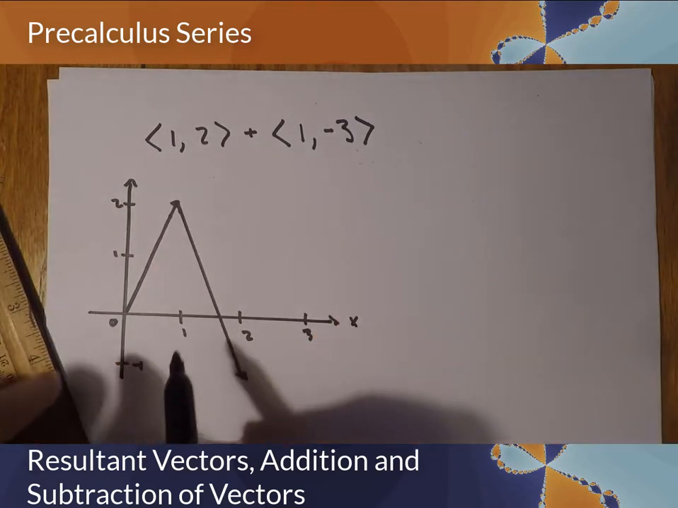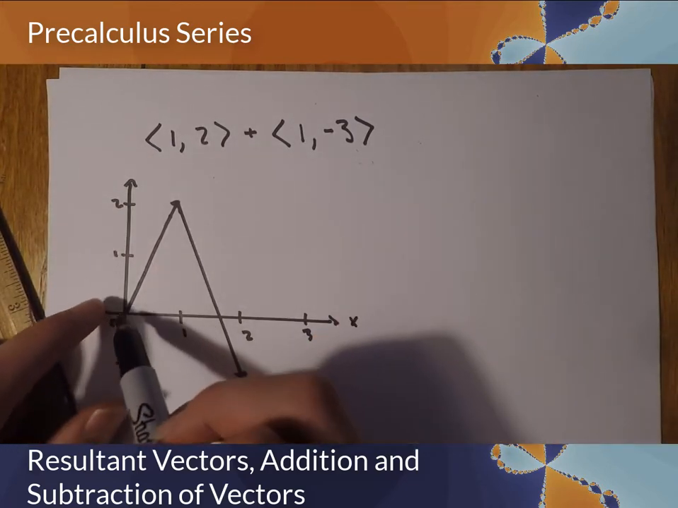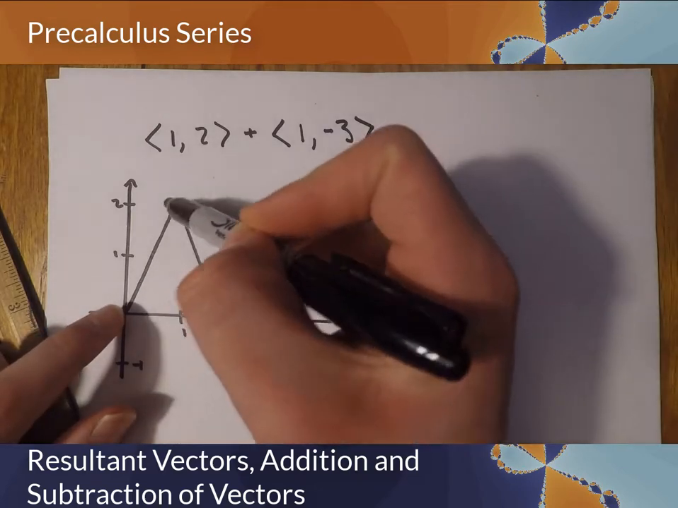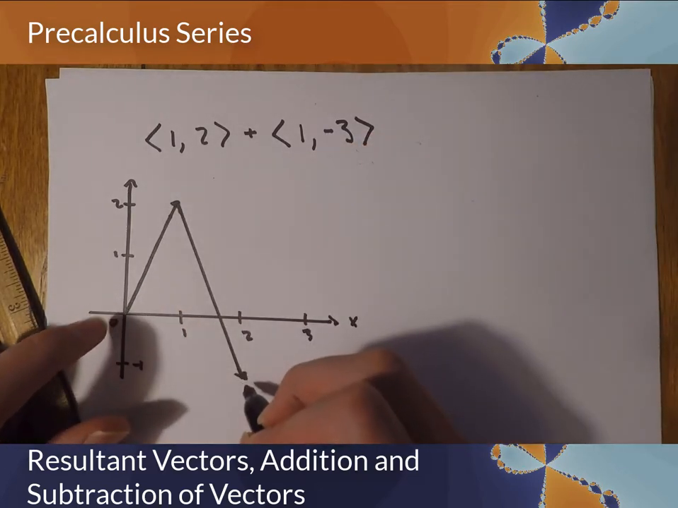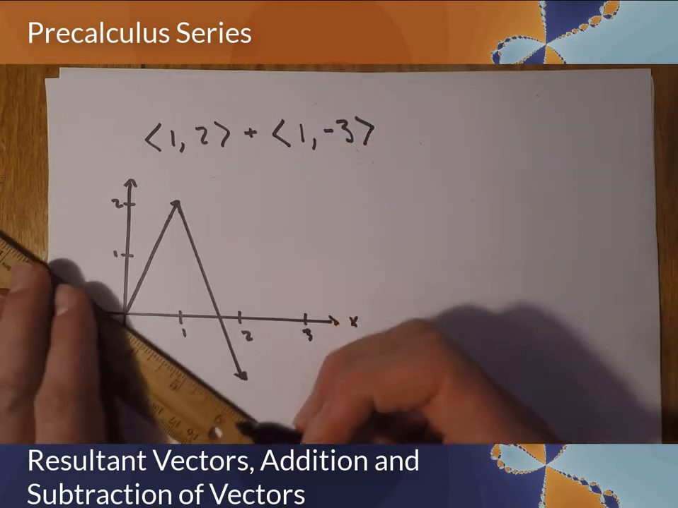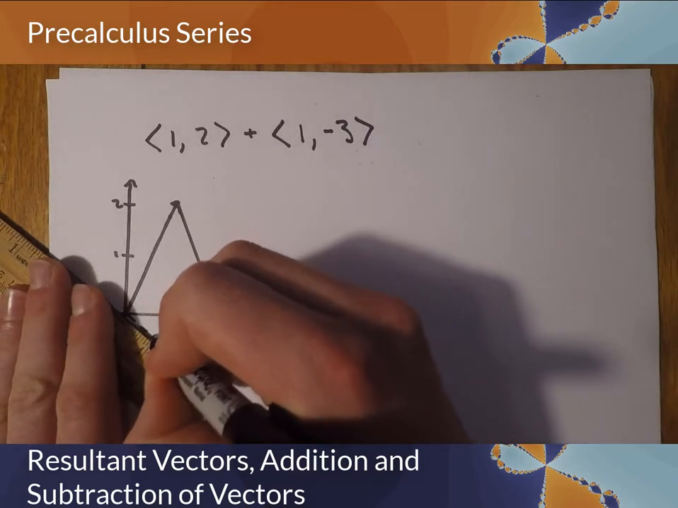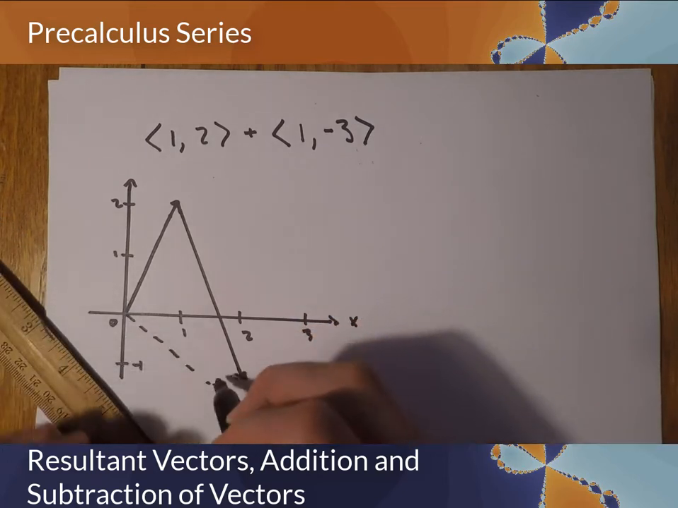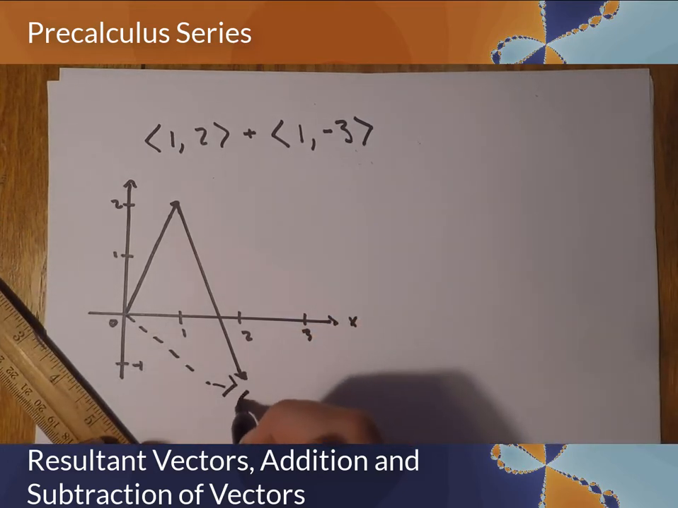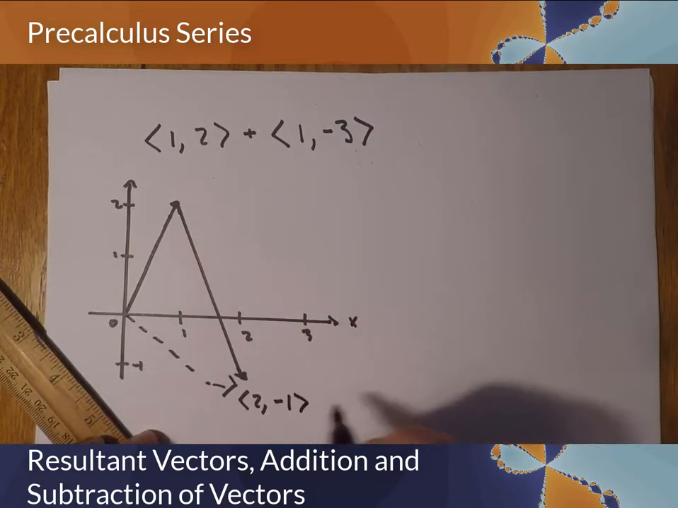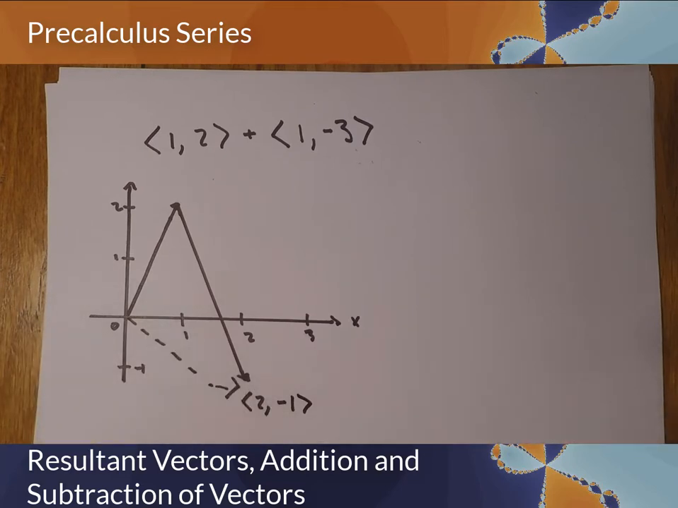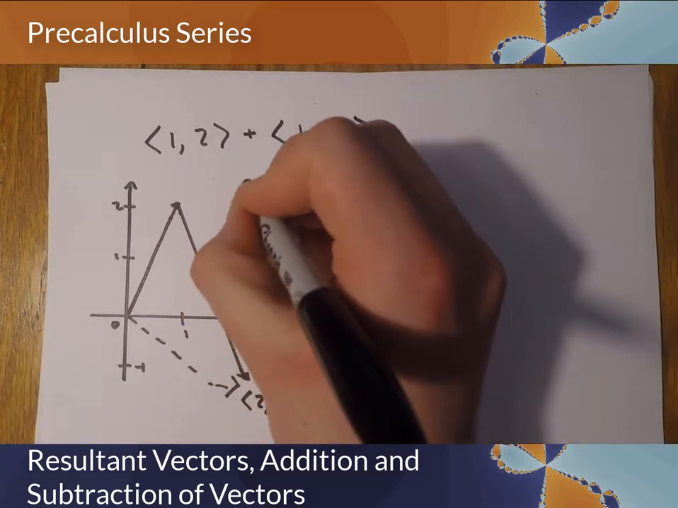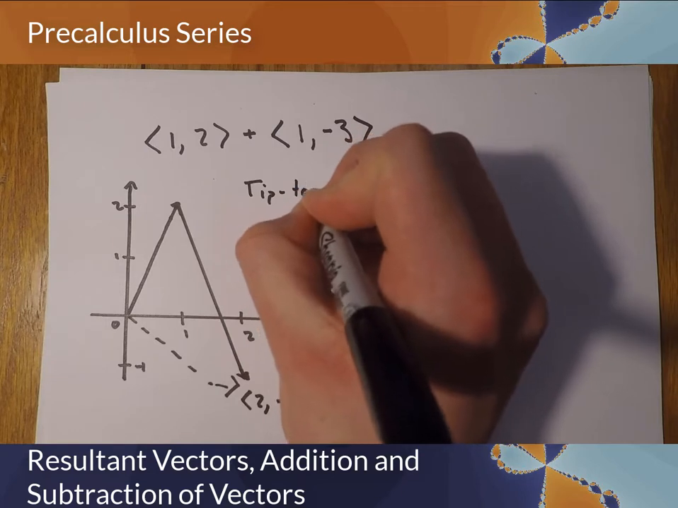Your resultant vector still is the beginning of the two vectors added together to the end of the two vectors added together, which looks like this. So your resultant vector, just a little bit off, is 2, negative 1. Same thing, I'm just going to label this right here, tip to tail method.